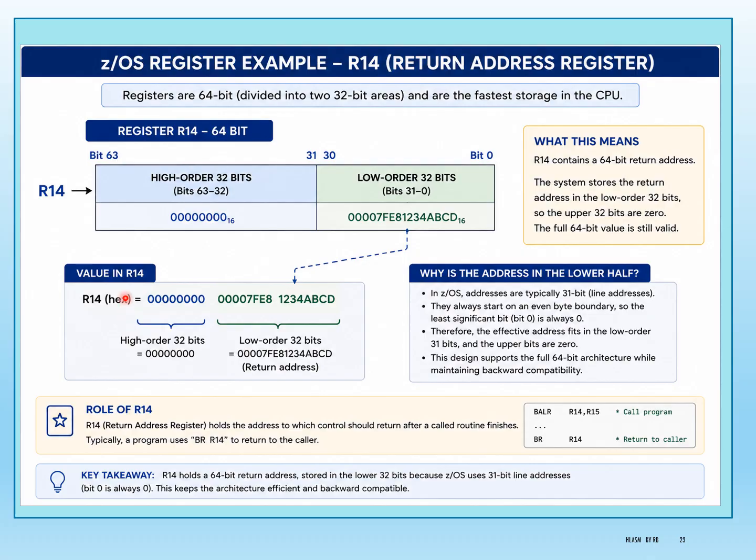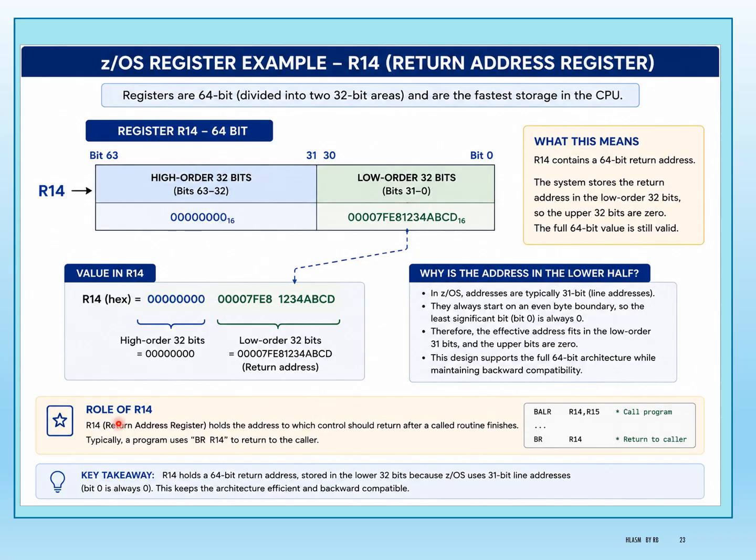So the address is the whole thing, 000 whole thing. Low order 32 bits is actually the return address, but this whole thing is your address. But the program knows that my real address is lying only in the bottom 32 bits. Okay, and the design supports the full 64-bit architecture while maintaining backward compatibility.